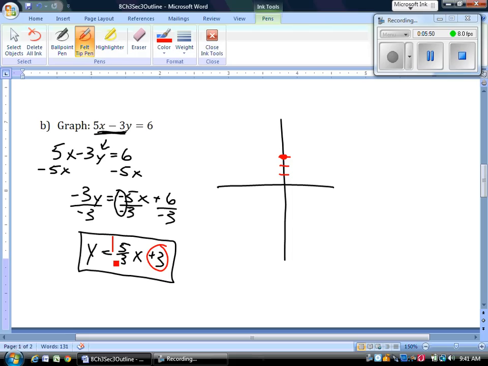Then I use my slope of 5/3 to go up 5, 1, 2, 3, 4, 5, and over 3. That puts my dot right about there and my line there. All right? That's graphing slope-intercept form.